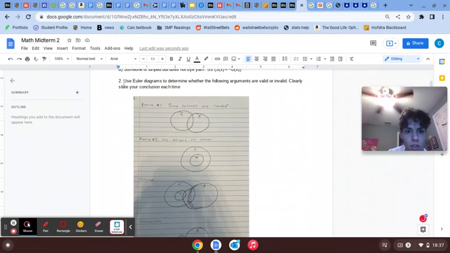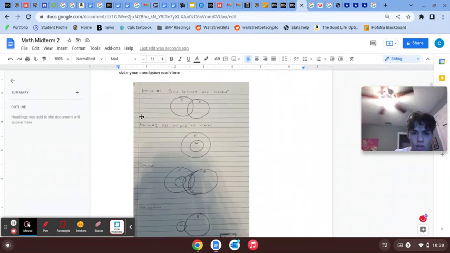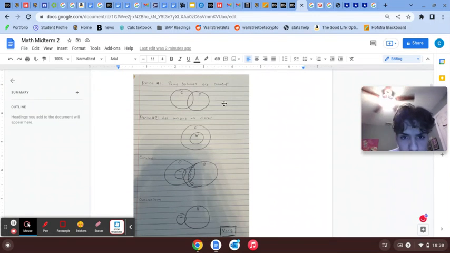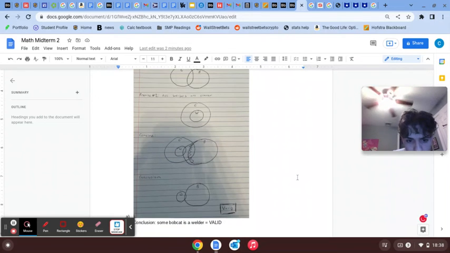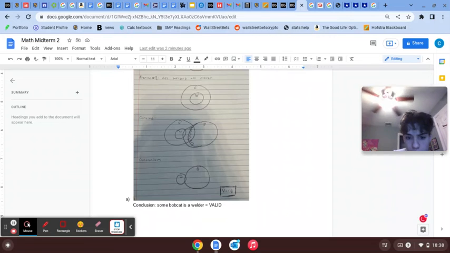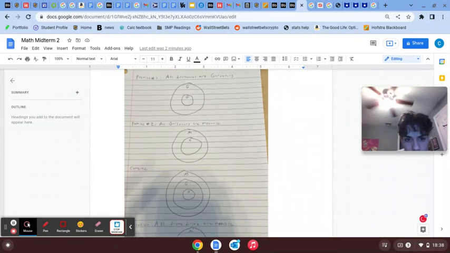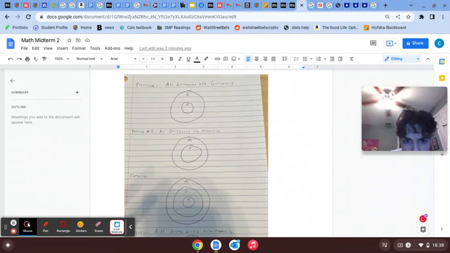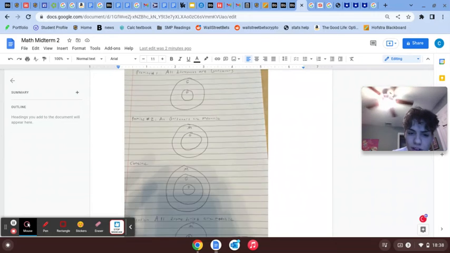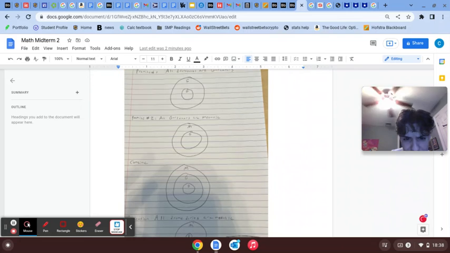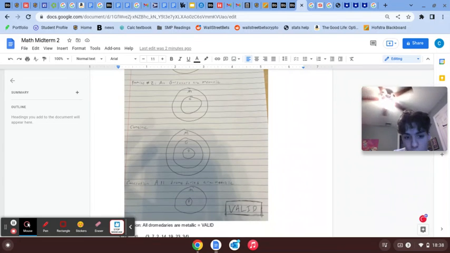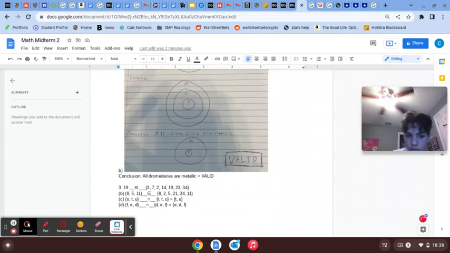Number 2, use a Euler diagram to determine whether the following arguments are valid. So using a Euler diagram, we have premise 1, some bobcats are clever. Premise 2, all welders are clever. We combine them, and then we get the conclusion that some bobcat is a welder. We say that's valid. Next one. Premise 1, all, I think those are dromedaries, are gardeners. It's a little hard to read. And then premise 2, all gardeners are metallic, exhibited there. We combine them and we come to the conclusion that all dromedaries are in fact metallic. We say that is valid.